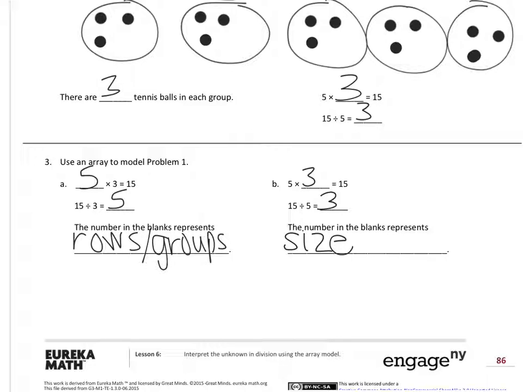Let's make our pen tool a little bit bigger and draw that array. I need 5 rows with 3 in each row. 1, 2, 3, 1, 2, 3, 1, 2, 3, 1, 2, 3, 1, 2, 3. And there's my array.